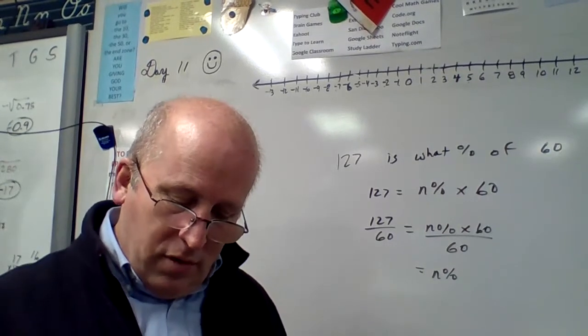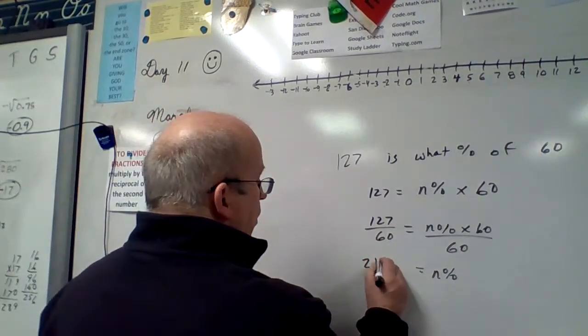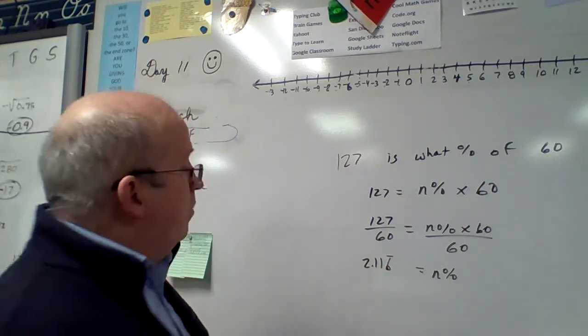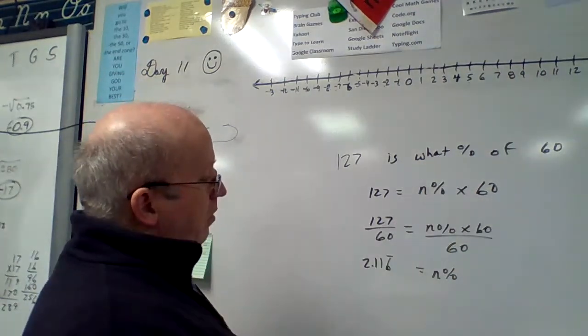127 divided by 60 equals 2.116 repeating, I think. Yep, 6 repeating. Now, look at here. We still don't have a percent value, do we? We got a decimal value.